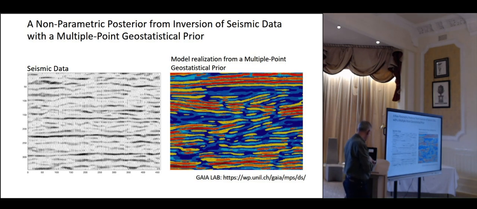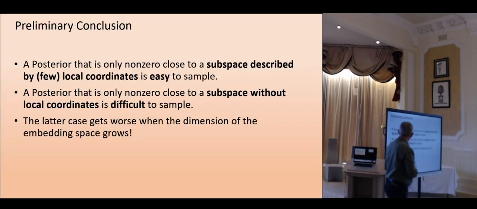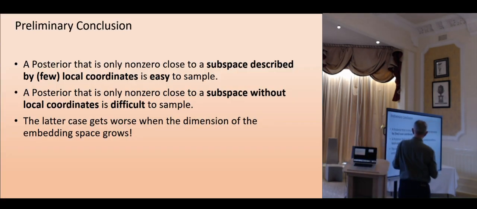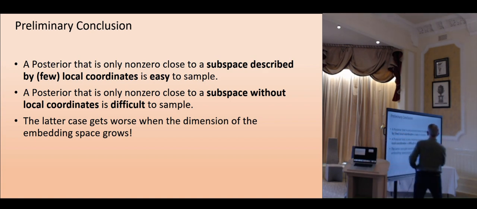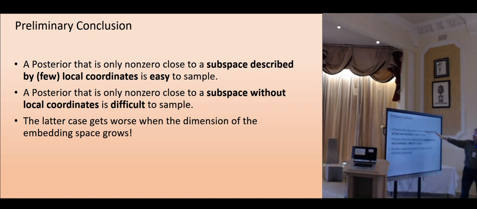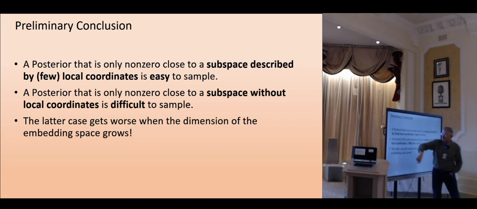So we have a preliminary conclusion, and this is against the normal gospel. A posterior, a distribution that is only non-zero close to a subspace, as the snake, described by local coordinates, is easy to sample. That is still valid. If you have this snake with coordinates, everything is fine. You have a smaller space dimension.